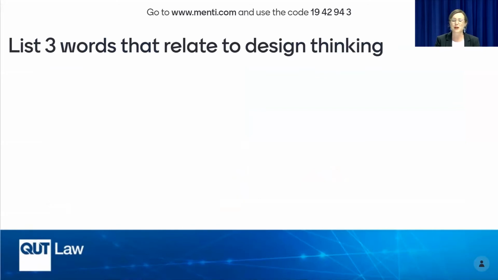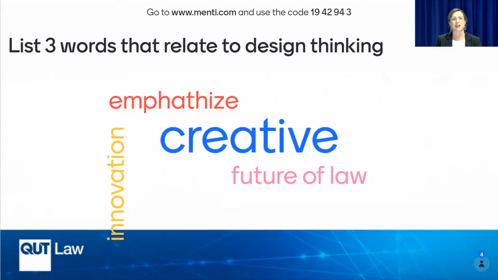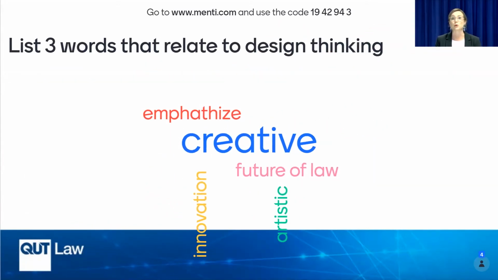So let's move on to our next activity. Before we talk about what design thinking actually is, I'd like you to see if you can enter 3 words that you think of, words that just come to mind when you hear the phrase design thinking. They may relate to the definition of design thinking or aspects of how you might apply design thinking. And as you start to enter these, you will see that they will come up on our screen and create a word cloud so we can see all the different kinds of things that people are entering.